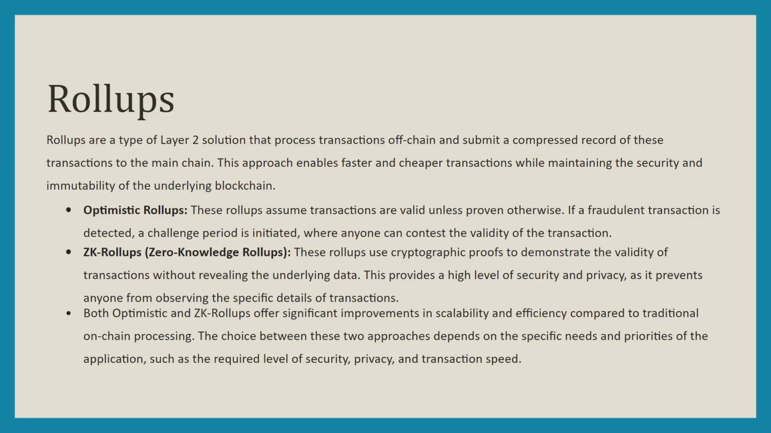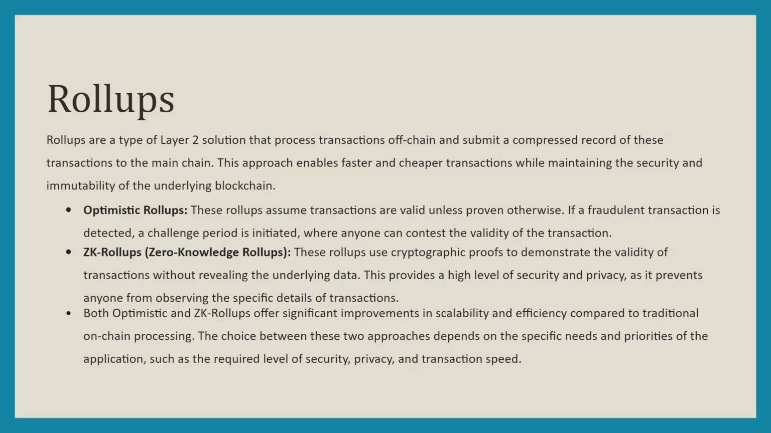Okay, so rollups. Rollups are a type of layer 2 solution that can process transactions off chain and submit a compressed record of these transactions to the main chain. This approach enables faster and cheaper transactions while maintaining the security and immutability of the underlying blockchain. So we'll talk about optimistic rollups and ZK.